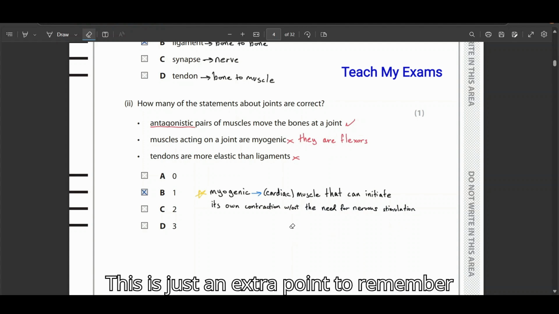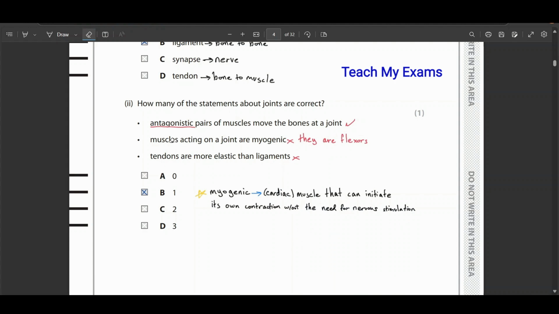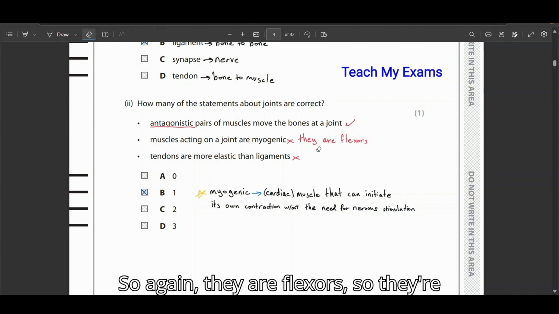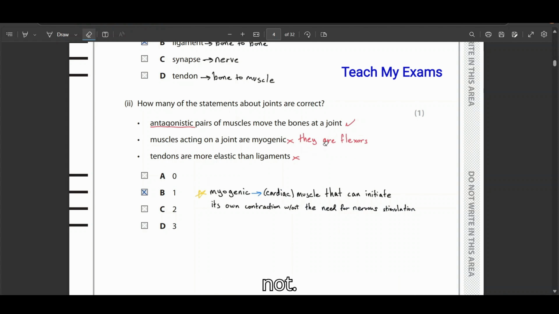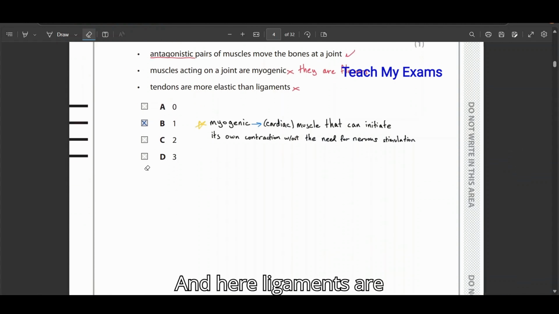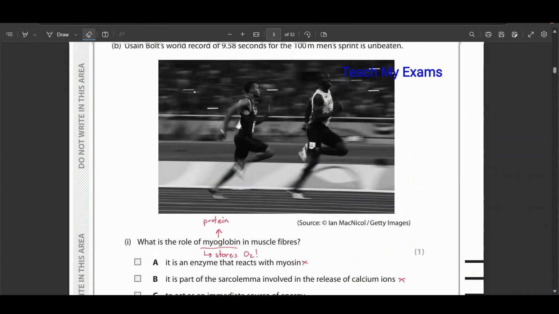This is just an extra point to remember about myogenic muscles. Muscles acting on a joint are flexors, so they cannot be myogenic. And here, ligaments are more elastic than tendons. It's not the other way around.